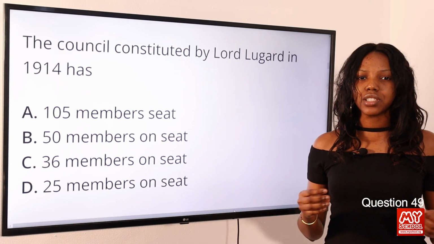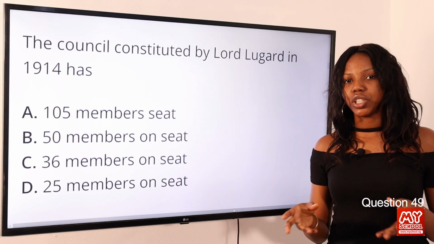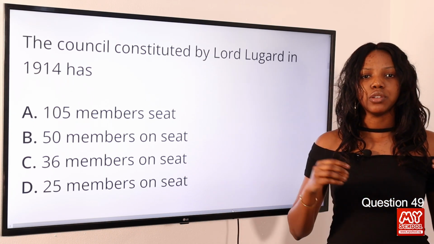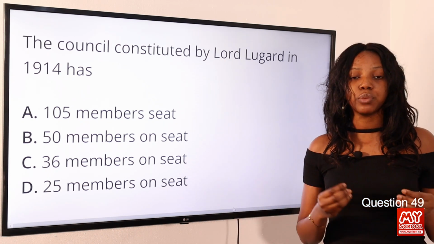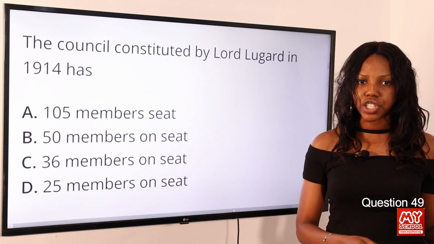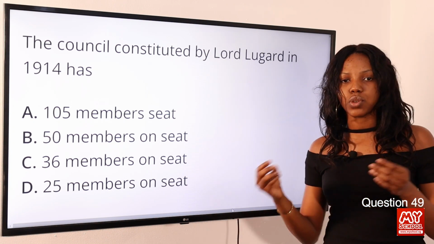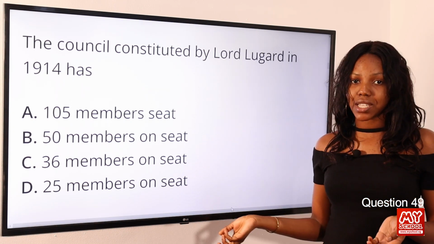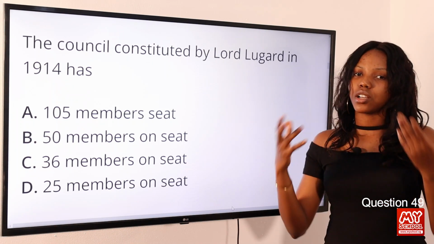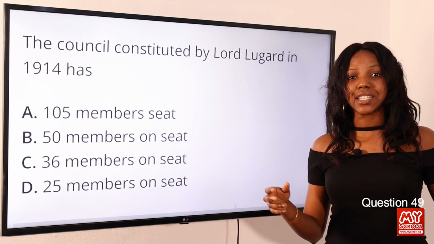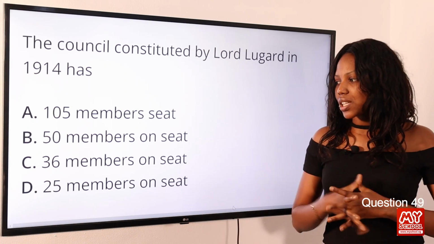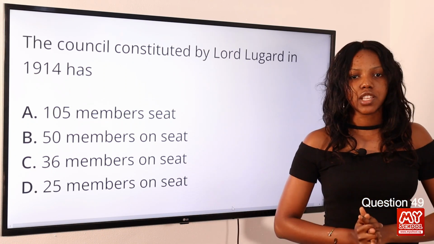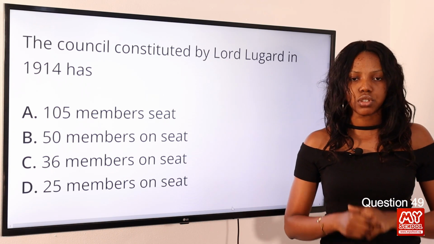So the Nigerian Council was created after the amalgamation by Lugard in 1914. The council was created in 1914 and membership was 24 officials and 12 unofficials. So 24 plus 12, that is 36. The 12 unofficials consist of 6 Europeans and 6 Africans. So in summary, there are 36 members on seats. Option C, therefore, is the correct answer to this question.